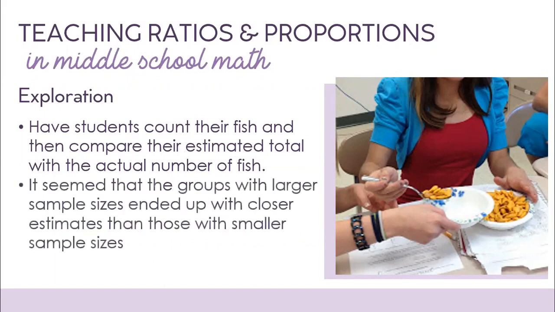It did seem that groups with larger sample sizes ended up with closer estimates than the ones with smaller sample sizes. So you might want to give more fish than I did, which was, as I said, about 70-ish. But the estimates can also depend on how careful the students were with this whole process, how carefully they were scooping, counting, everything. They weren't quite as scientific as a scientist would be. But this is a great activity to show students a real life application of proportions.